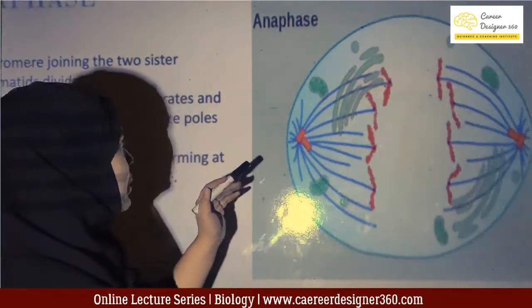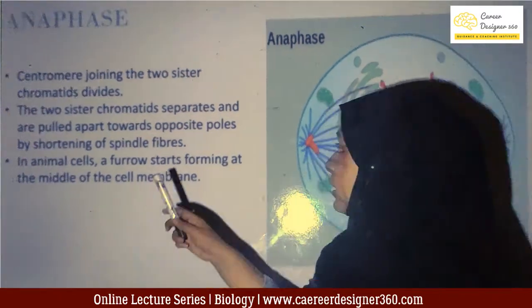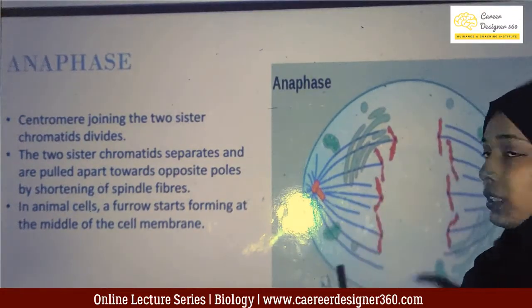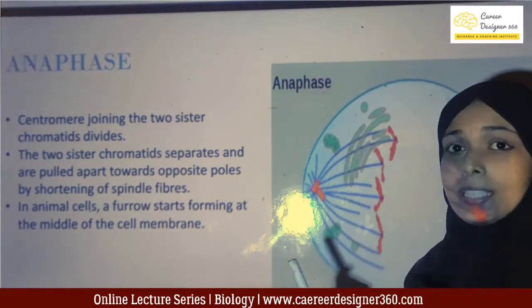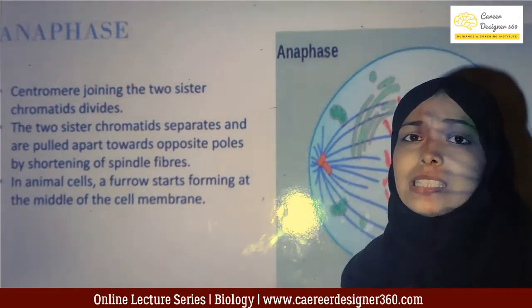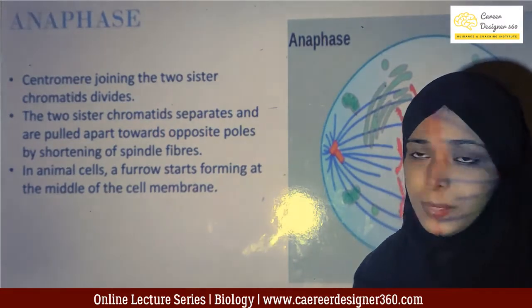This happens during anaphase, that the centromere joining the two sister chromatids also divides. So the centromere also divides, and this facilitates the separation of the two chromatids.